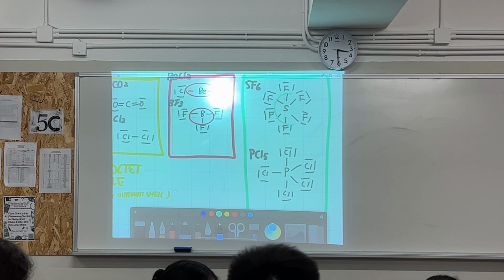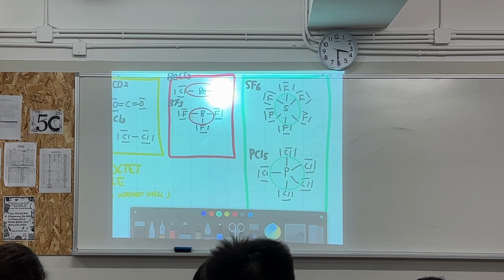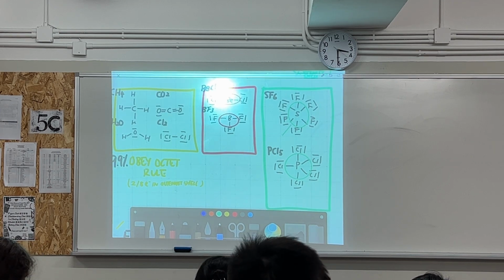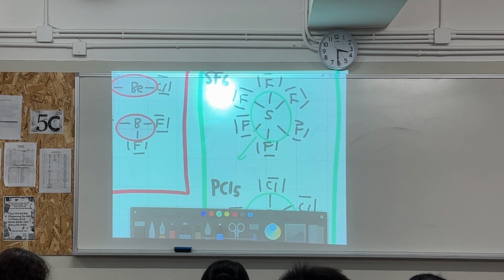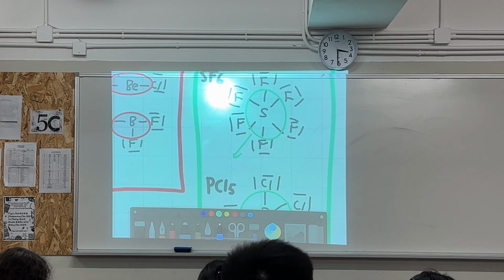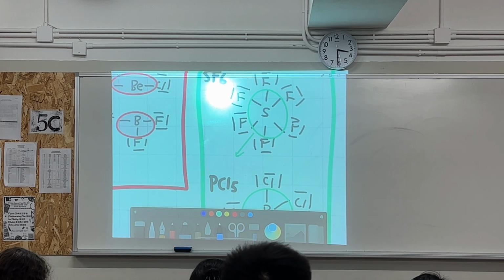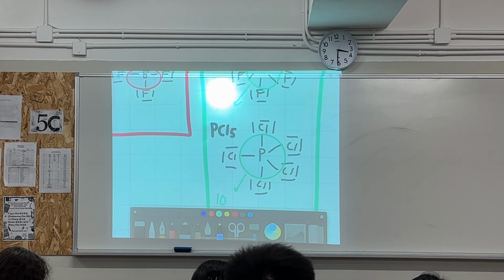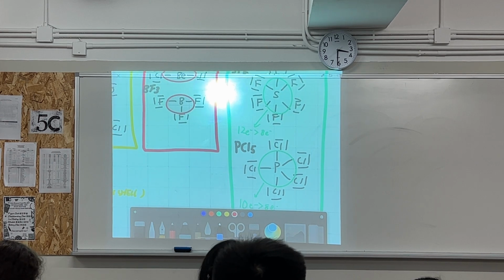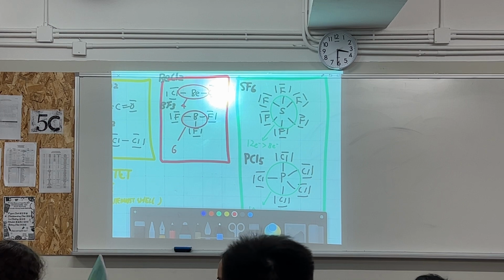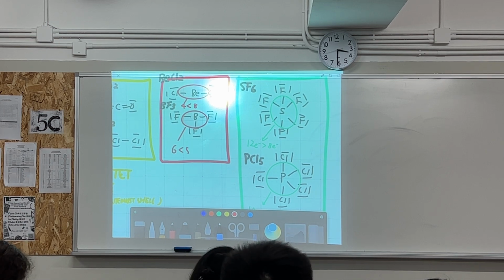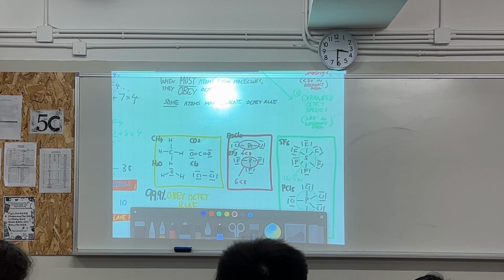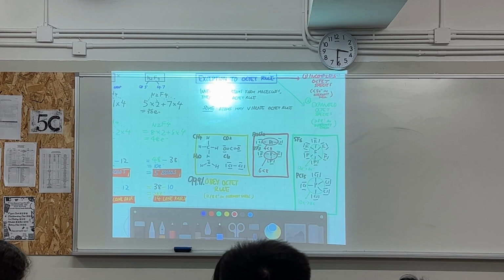The sulfur here is breaking the octet rule by having how many electrons? How many bonds do you see? 6 bonds, so 12 electrons for sulfur. For phosphorus it is 10. Both 10 and 12 are greater than 8. And both 6 and 4 are less than 8. That's why this is the incomplete octet species.